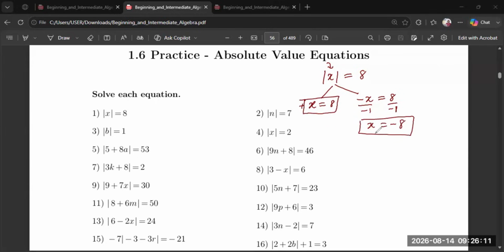Let's see if that's correct. When I plug in x to be 8 in this absolute value, let's do it right here. Absolute value of 8, is it equal to 8?